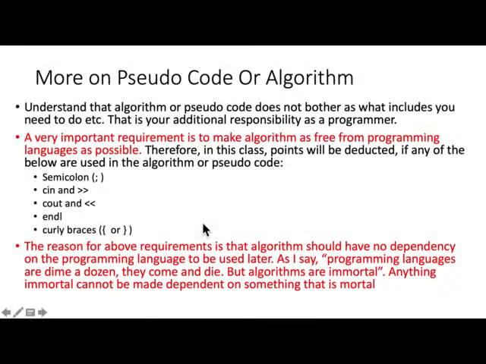The reason for the above requirement is that algorithms should have no dependency on the programming language to be used later. Using an algorithm, I can use any programming language I want: Visual Basic, C++, Java, or anything. I say this very boldly, programming languages are a dime a dozen. They come and die, but algorithms are immortal. Anything immortal cannot be made dependent on something that is mortal and going to die.